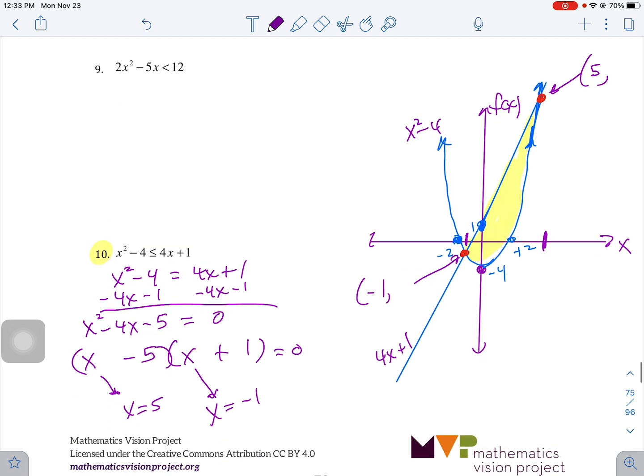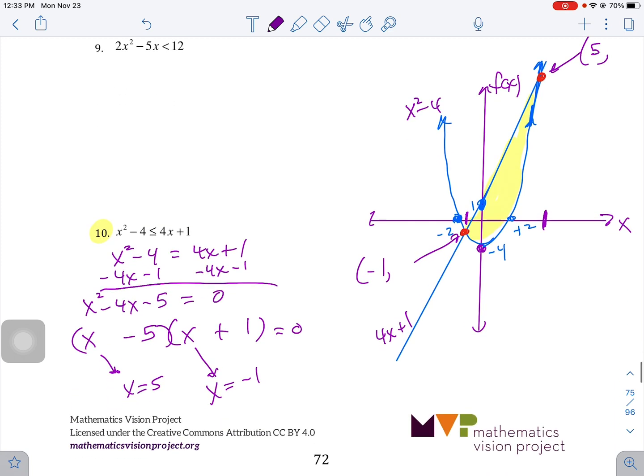So we can say that the parabola is less than the line over the domain, and the domain is going to be, if it's less than or equal, then it includes the endpoints, so it's going to be from negative 1 to 5.